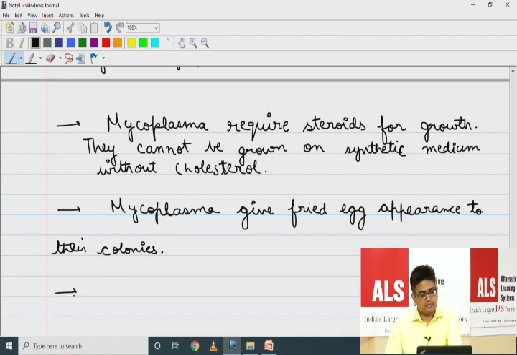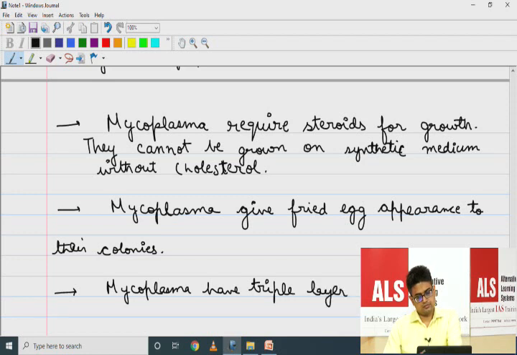And mycoplasma have a triple layered cell membrane. Sorry, cell membrane, not cell wall. Cell wall is absent. The cell membrane or plasma membrane is triple layered. So their outer coating is triple layered.